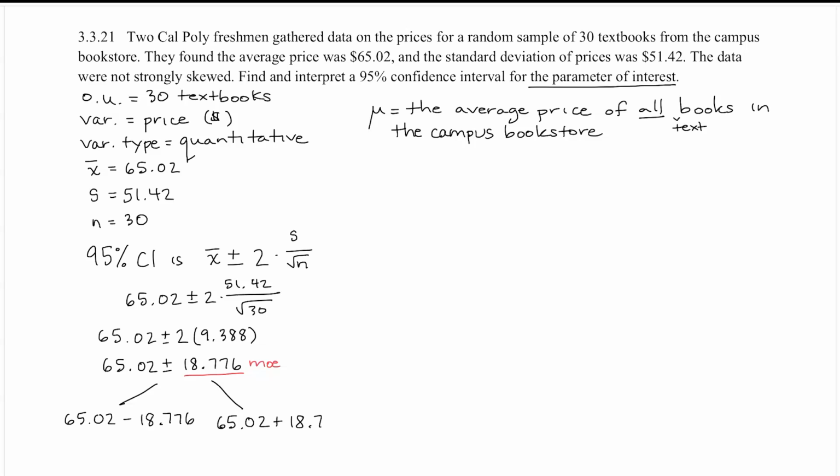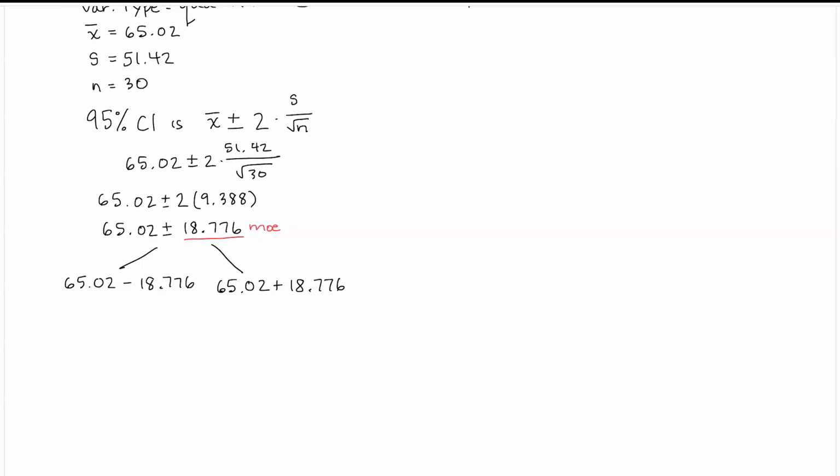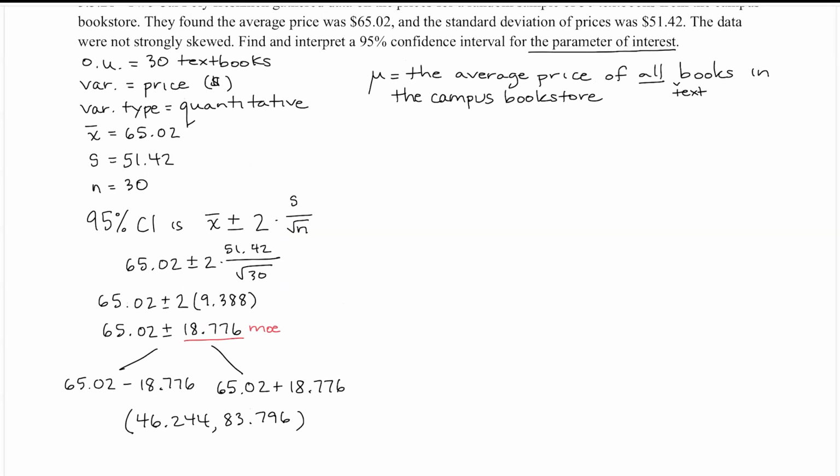So the margin of error in this case is 18.776. Then we're going to do a subtraction, 65.02 minus 18.776, and we're also going to do an addition, 65.02 plus 18.776, and you can put each of those into your calculator and you should get 46.244 from the subtraction and 83.796 from the addition, and that creates your 95% confidence interval, 46.24 up to 83.80.